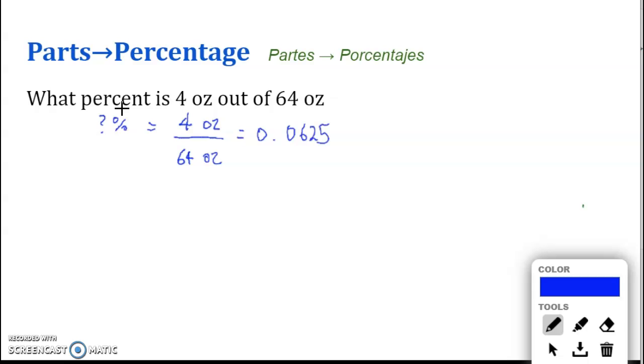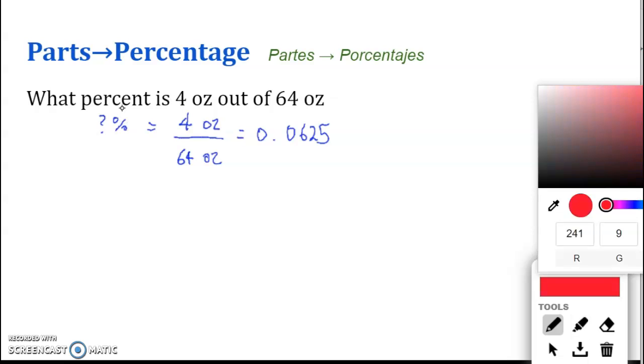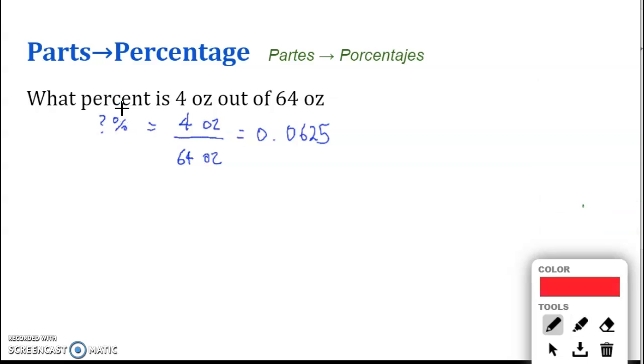0.0625. Now this is in decimal. Now we want to convert that to percentage. How do I do that? Converting from decimal to percentage, you move the decimal place 2 places to the right. Now that is going to be 6.25%. So 4 ounce out of the 64 ounce total is going to be 6.25%.